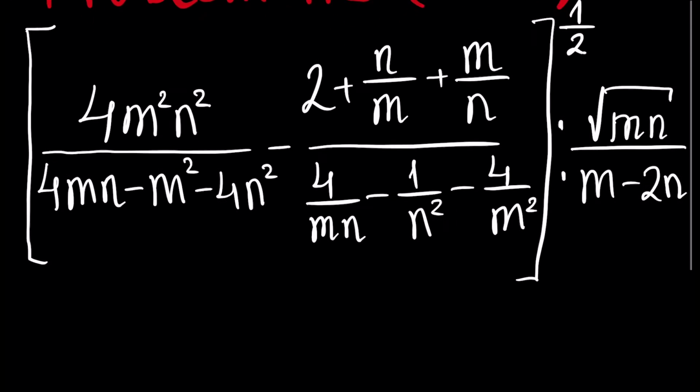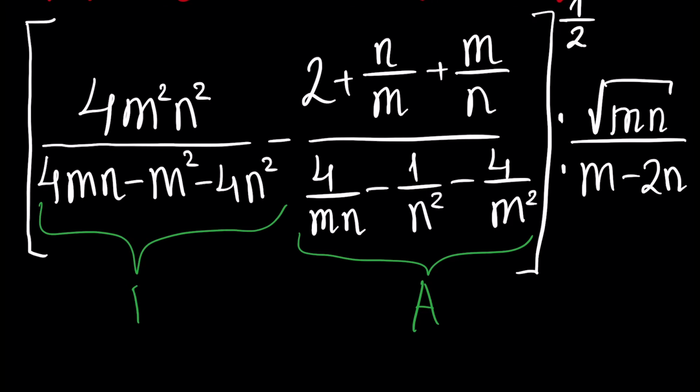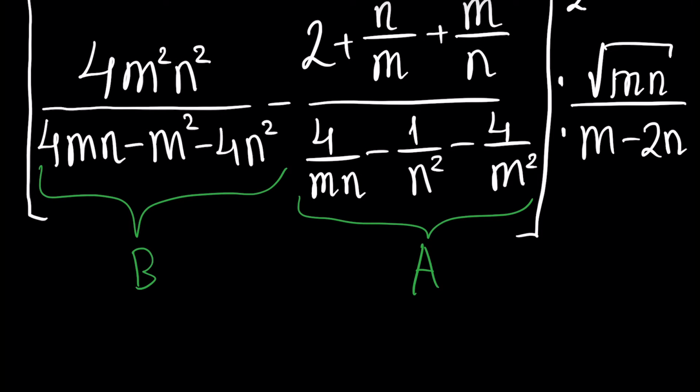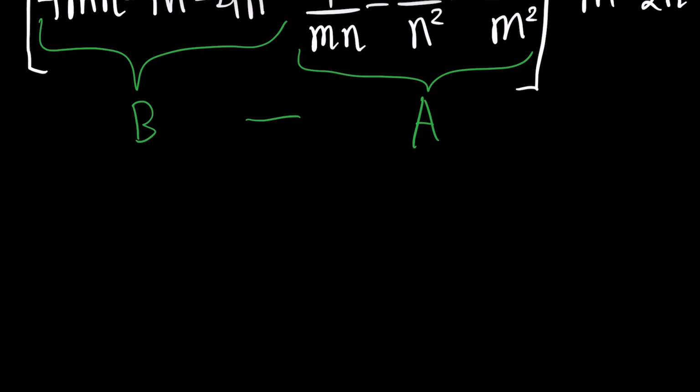First of all, to solve this problem, let's denote this part of our problem as A and this part of our problem as B. And let's first of all find B minus A. To do this, first of all, let's concentrate on A.